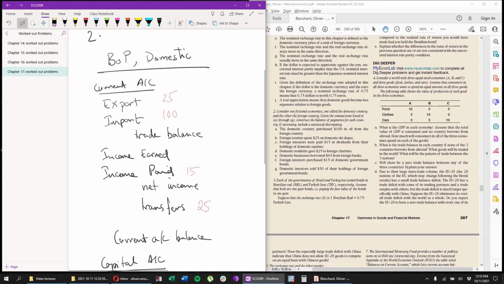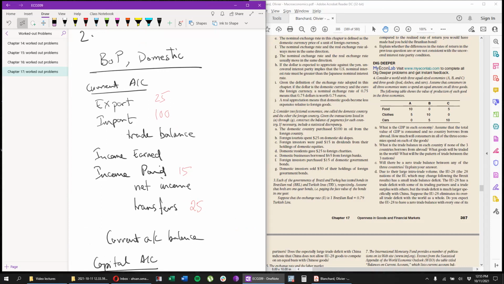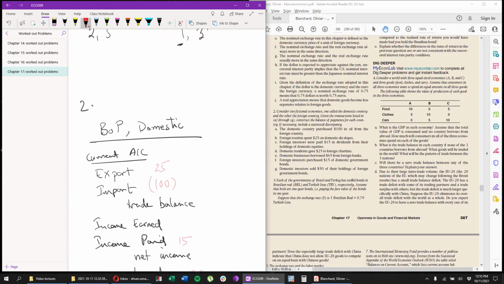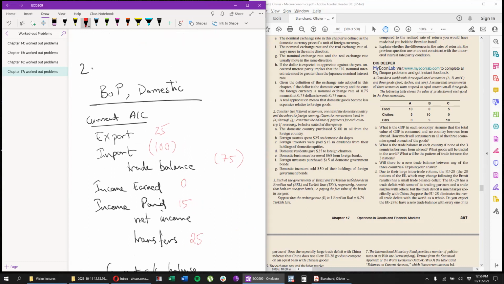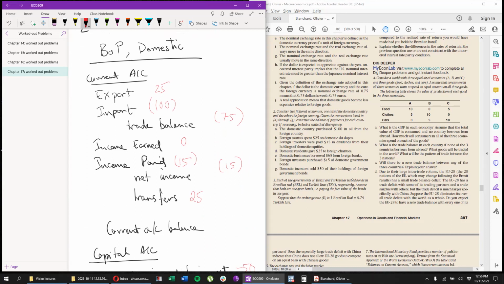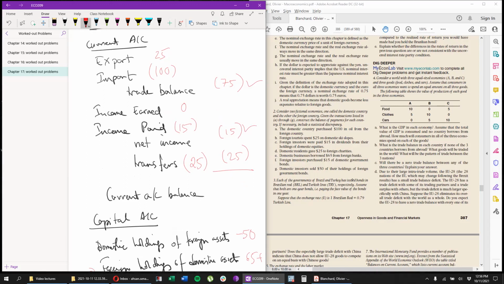Now let's calculate how much we get. Export is 25, import is 100, so we subtract from that. So we have minus 75 here. We have not earned any income, but we have paid income. So net income is minus 15, and we have transferred 25 to other countries. So minus 25 here. And so what we see when we add up this and this, at the end of the year, we have a current account balance of minus 115.